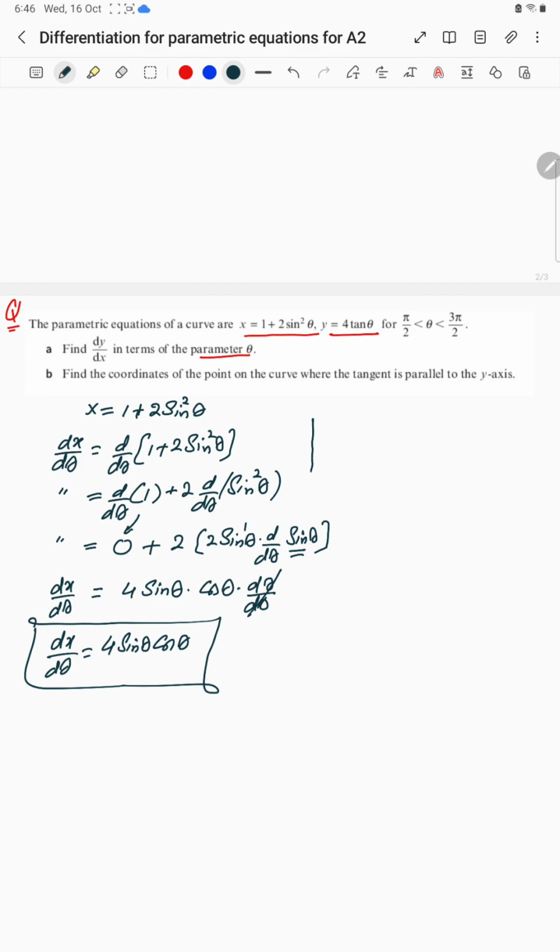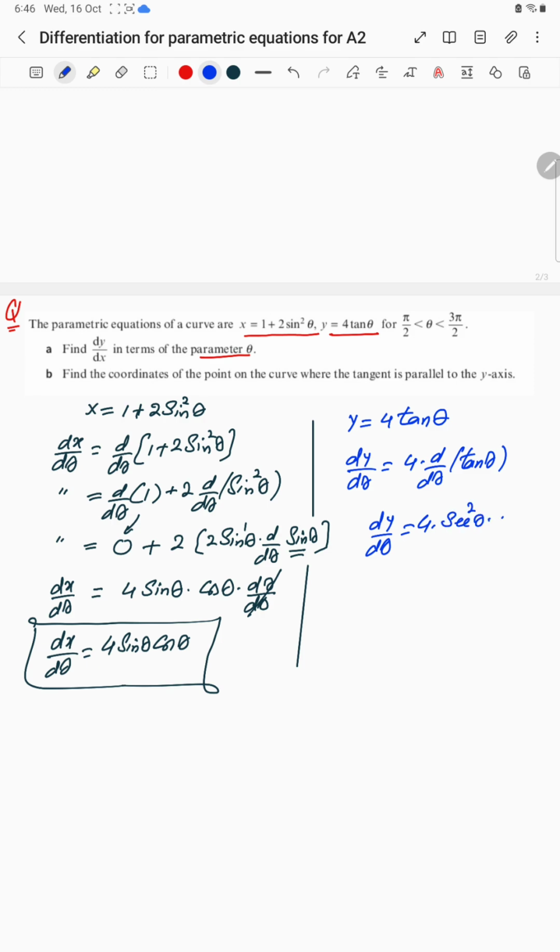Now similarly, we are given y equal to 4 tan theta. So we find dy by d theta, which is 4 times d by d theta of tan theta. So dy by d theta will be 4 times the derivative of tan, which is secant squared theta. So we say dy by d theta is equal to 4 secant squared theta.